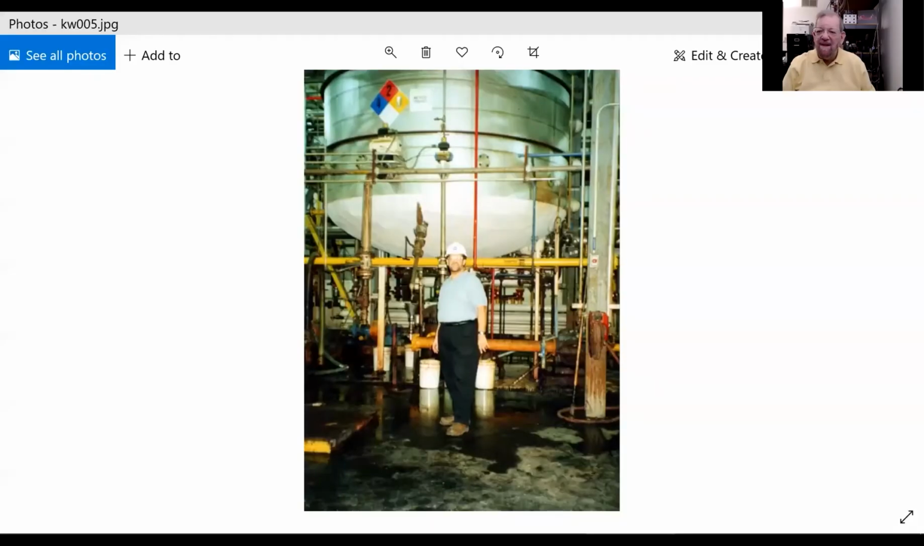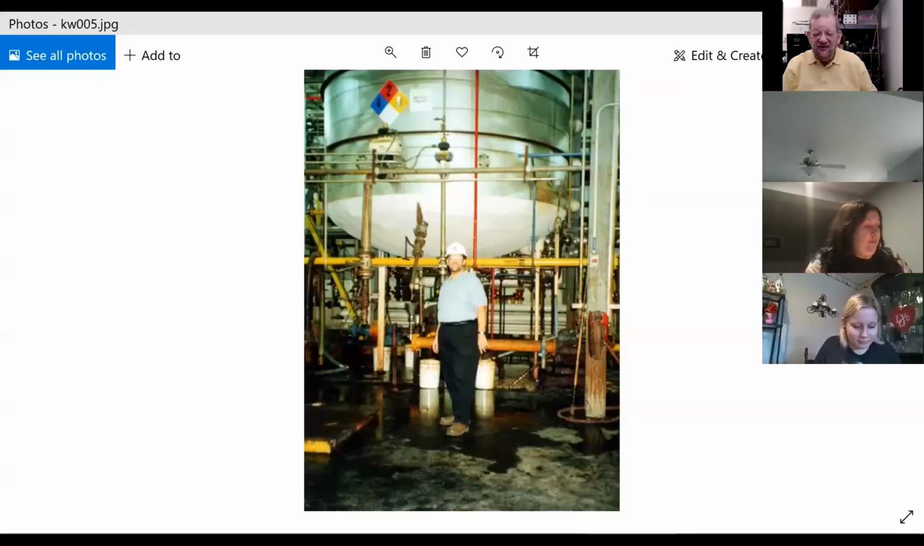Show and tell time. Everybody see someone on the screen that looks familiar? It's me, Dr. White. Here I'm in a chemical plant. They just washed the floors. This is probably one of the cleanest chemical plants I've ever been in. I worked for this company. It was called Borden Chemical. I'm in Louisville, Kentucky. This is a reactor behind me, not a nuclear, chemical reactor.